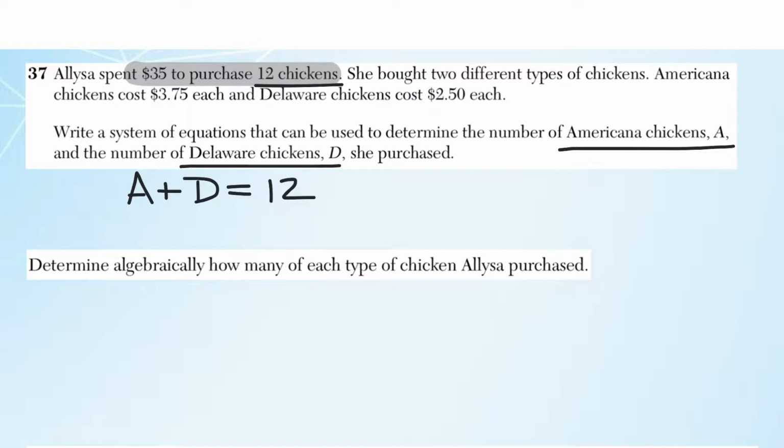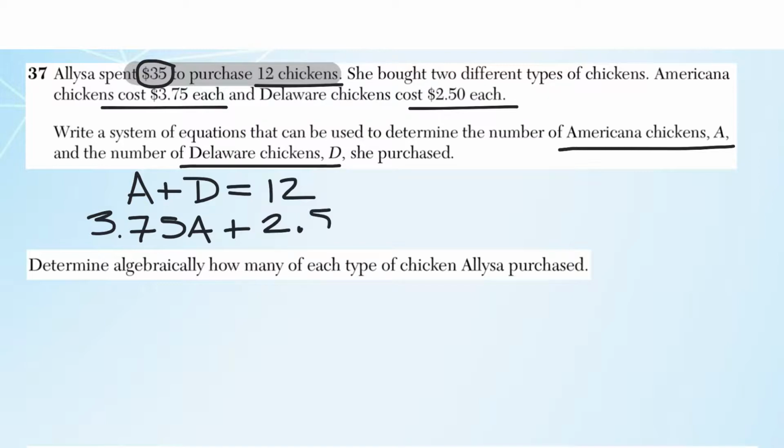The next equation we're going to use is based on the price that she spent, $35, and we know that the Americana chickens cost $3.75 each. So we're going to do 3.75 multiplied by A plus 2.50 multiplied by D, because the Delaware chickens are $2.50 each. So I'm just going to write 2.5 for that. And we know the total amount that she spent must equal $35.